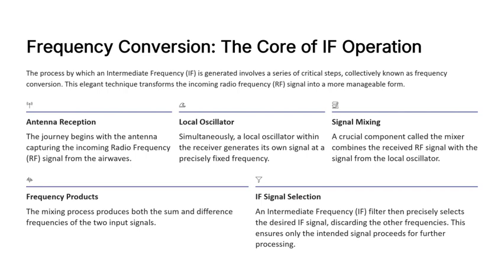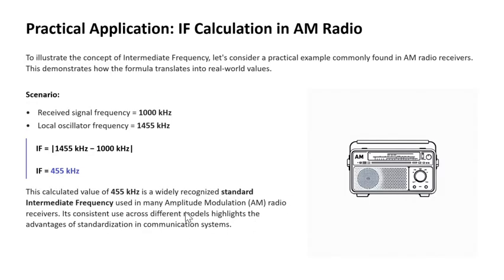Frequency conversion process. Let's take one example: the received frequency is 1000 kilohertz and the local oscillator frequency is 1455 kilohertz. Using the formula we discussed and putting in those values. Using the same IF in all receivers makes design easier and more reliable.